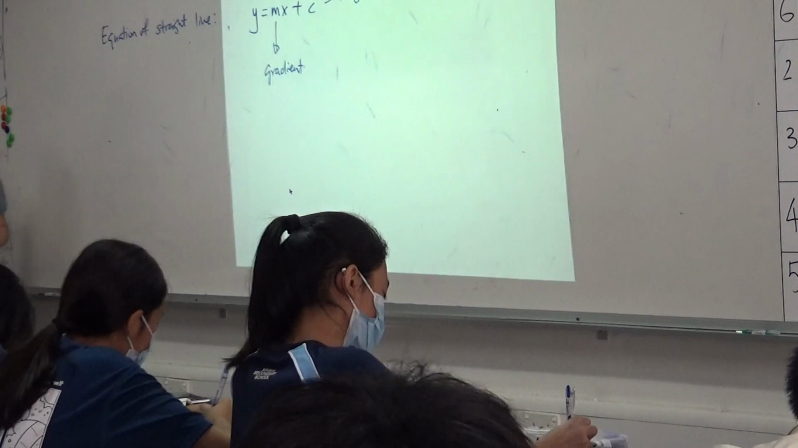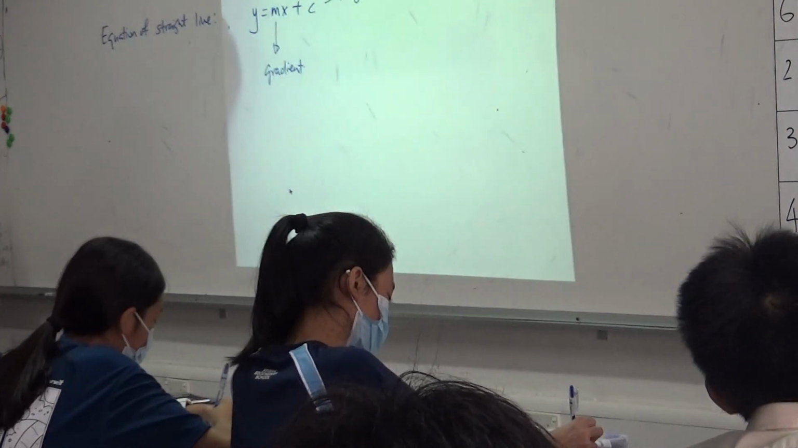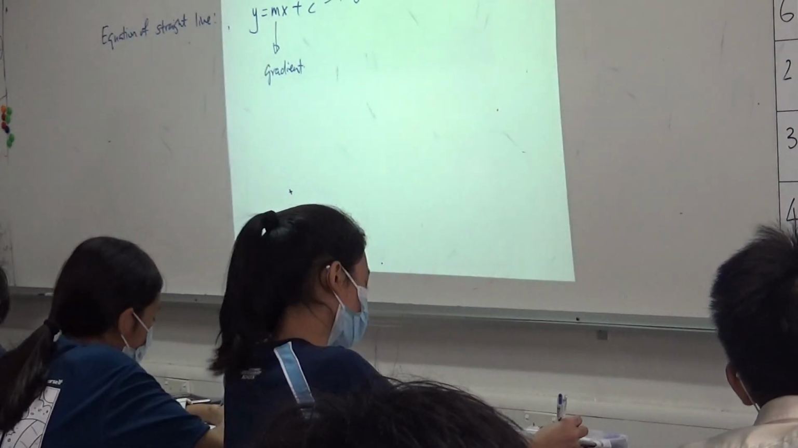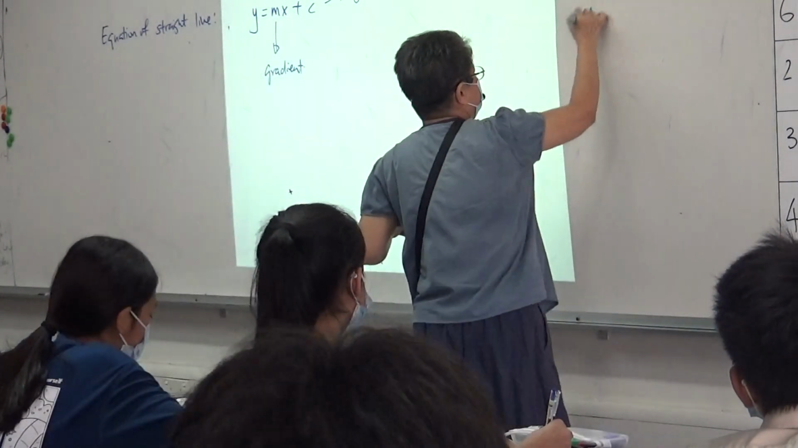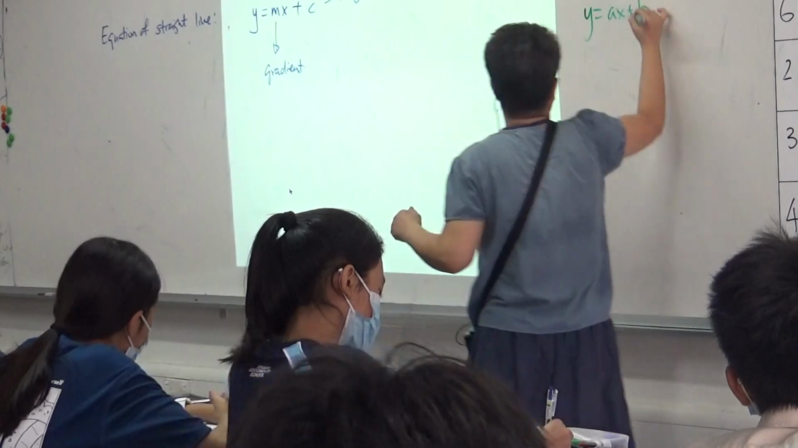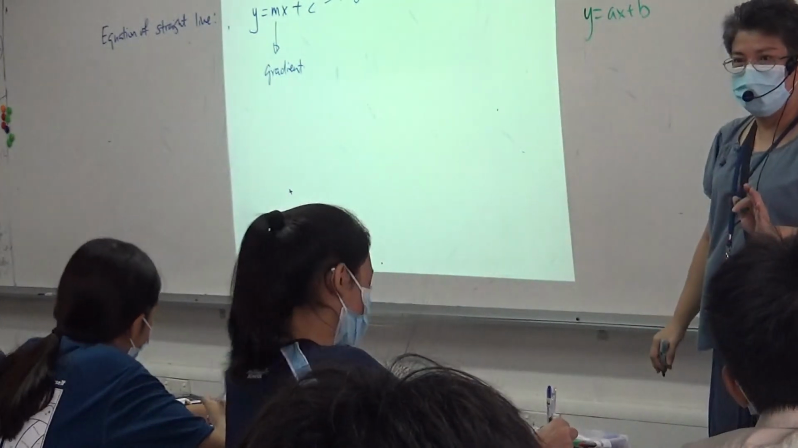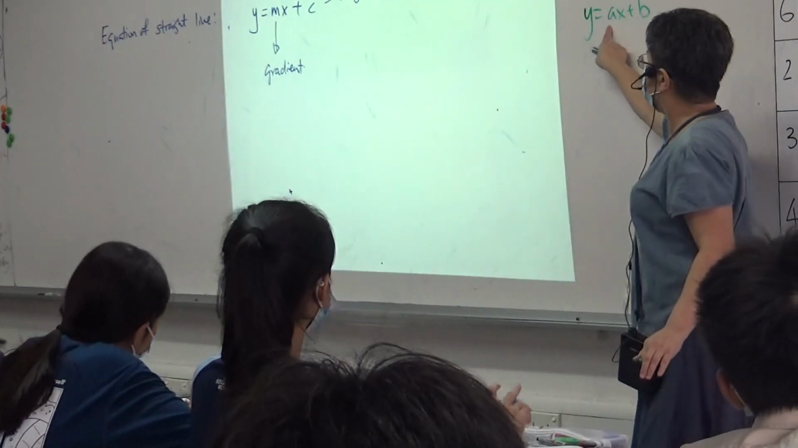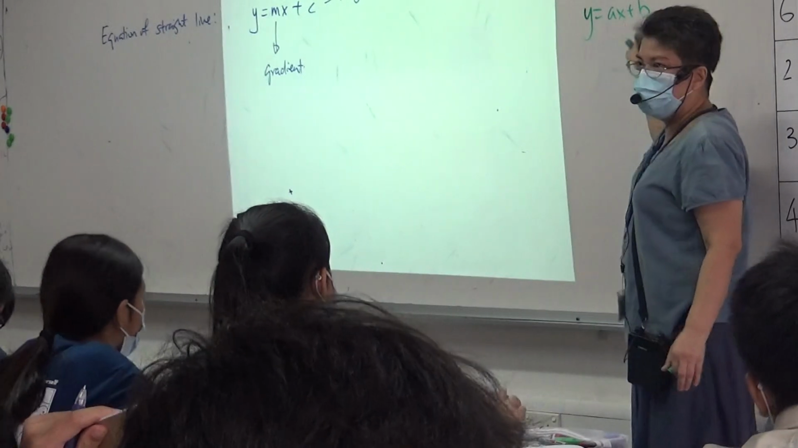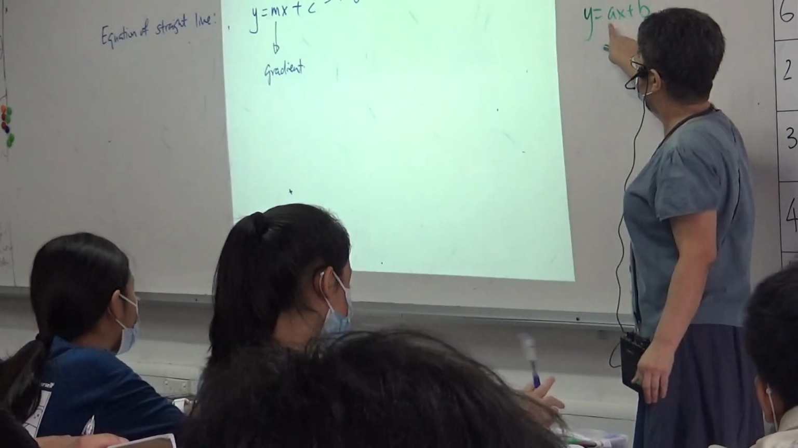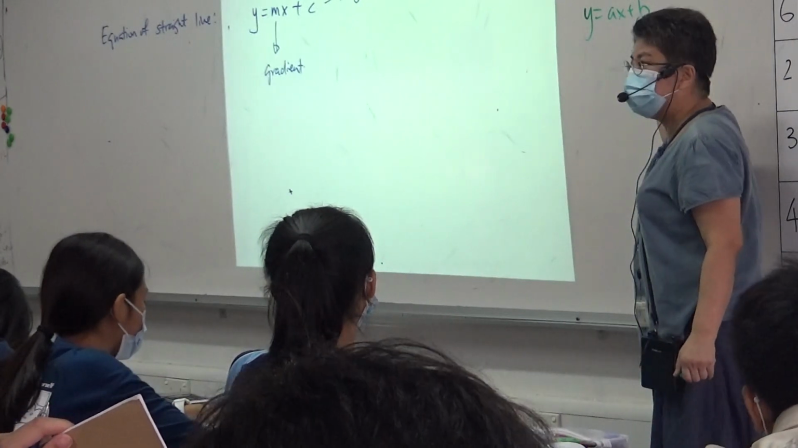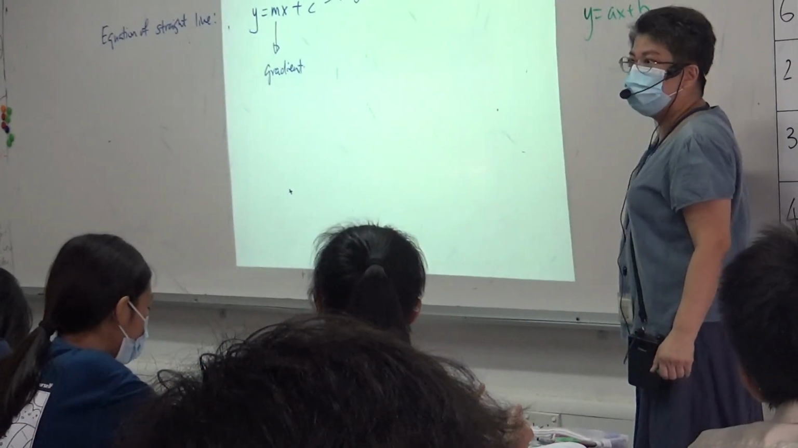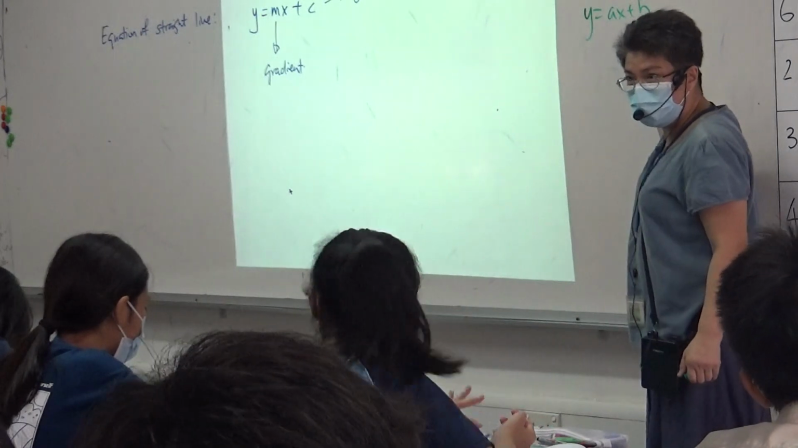Now, I need to warn you. Some textbooks will not give it as mx + c. They will give it as ax + b. It's also okay. Can you see it's just a number in front of x and then another number? In this case, a represents the gradient, and b represents the y-intercept. Understand? It's the same thing.